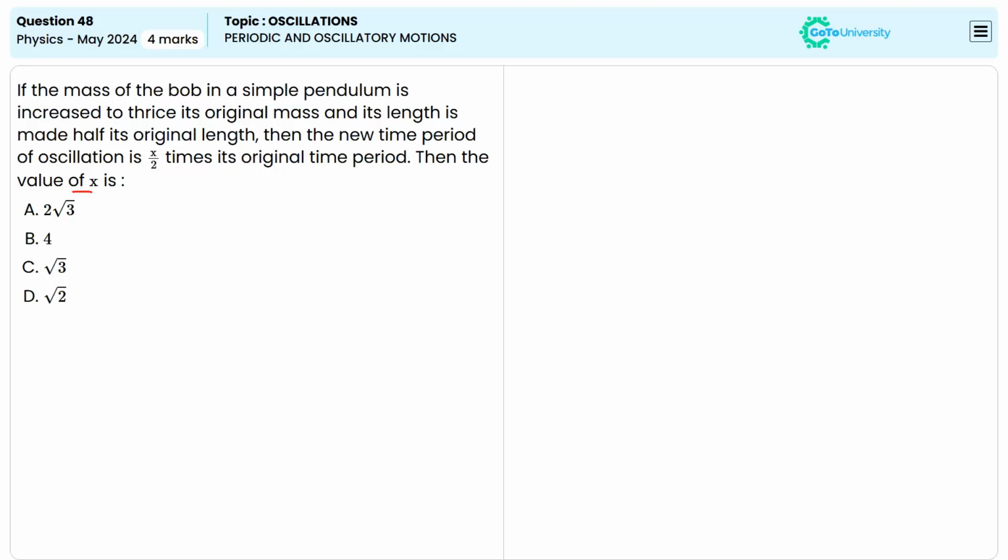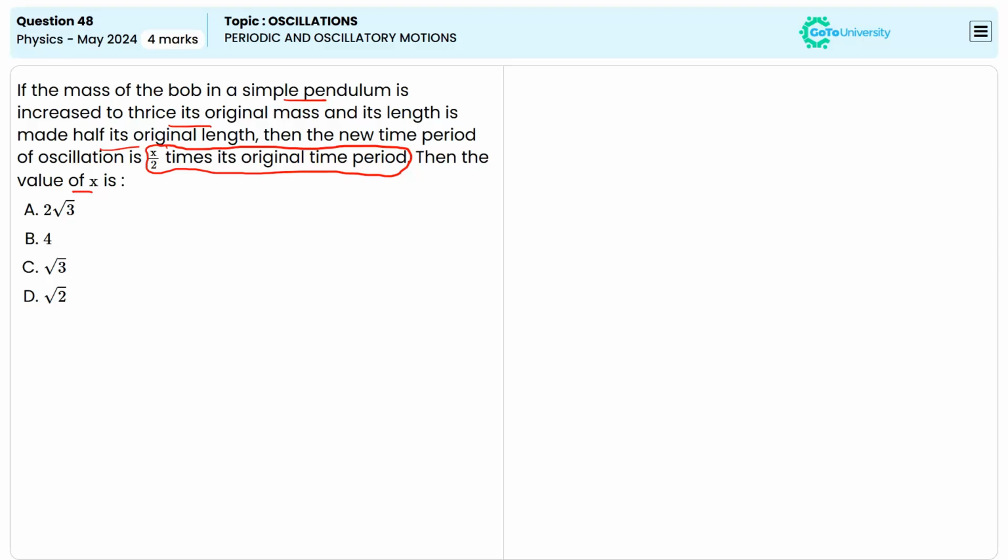What is the value of x? The mass of the bob in a simple pendulum is increased thrice its original mass and its length is made half of its original length. The time period will be equal to x over 2 times the original time period. The question here is about finding this x value only.